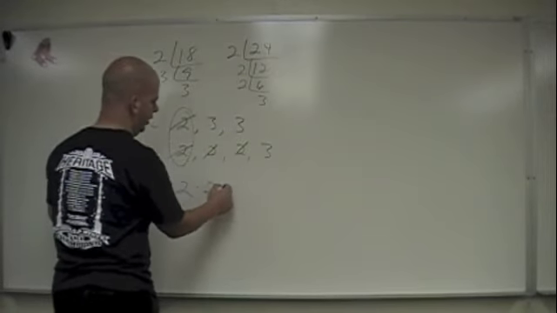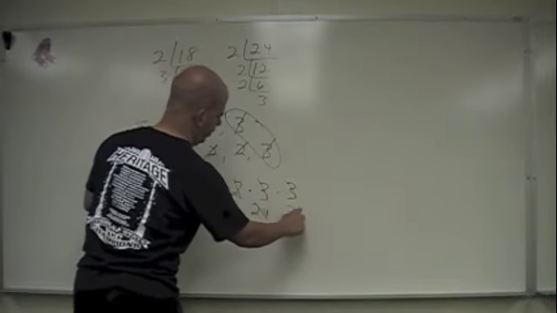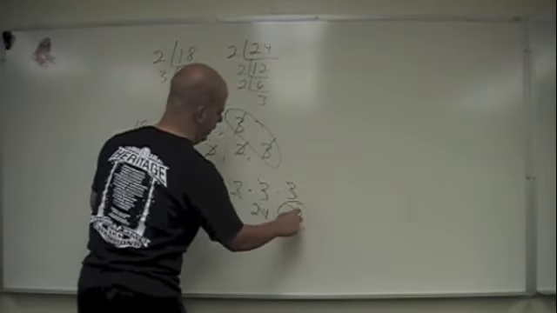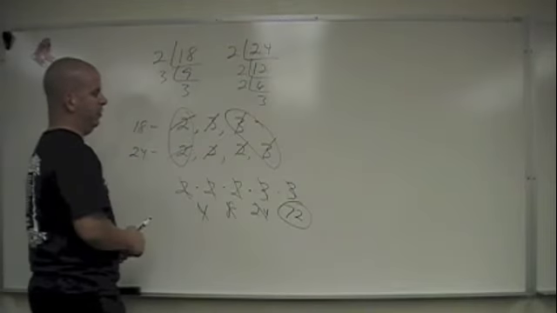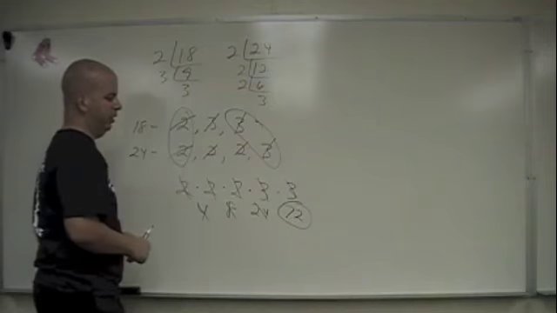2 times 2 is 4. 4 times 2 is 8. 8 times 3 is 24. 24 times 3 is 72. My LCM for 18 and 24 is 72. This looks like a longer way, but if you don't know your 18 table or your 24 table, that's the easiest way to go.